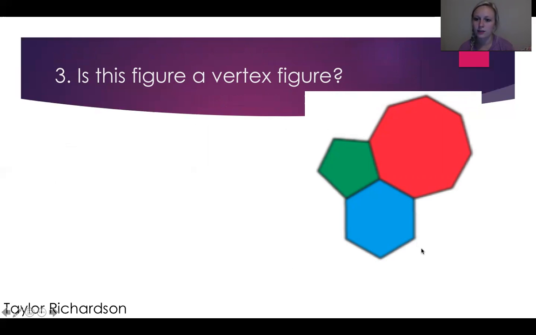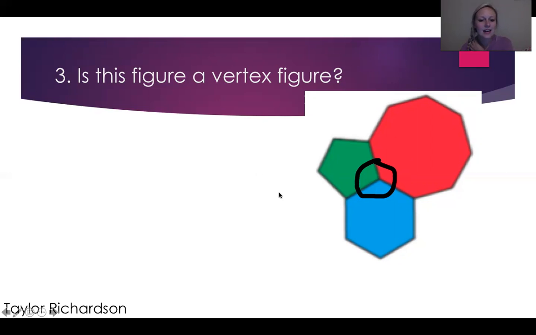A vertex figure is made whenever you have a group of figures like this one on the right, and we are going to look at their interior angles. So we're going to look at these angles right here. And what we want to know is if the measurements of these 3 interior angles add up to be 360 degrees. If they add up to be 360 degrees, then this figure, these 3 shapes, are a vertex figure.